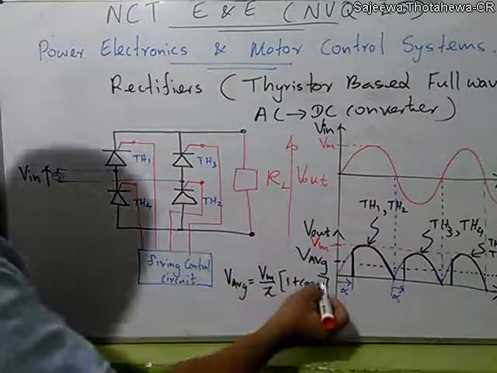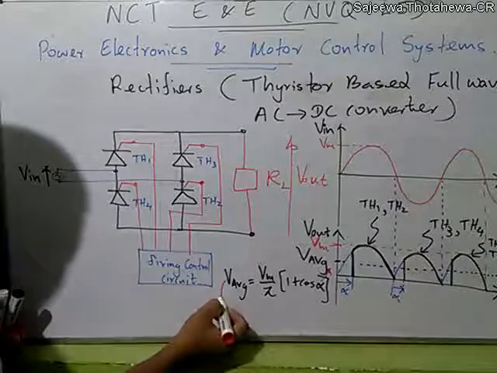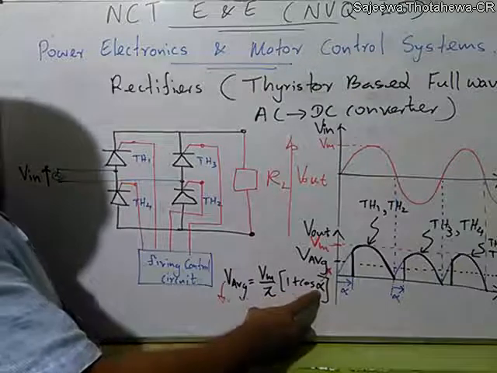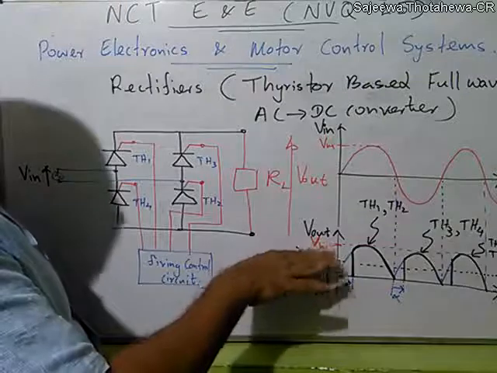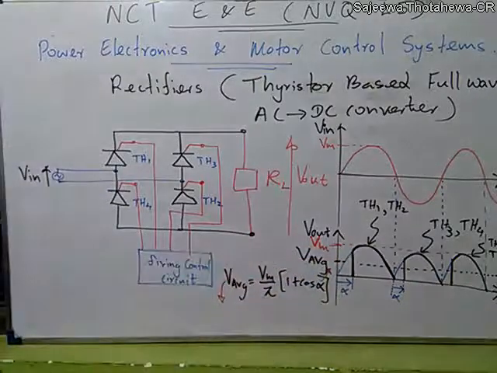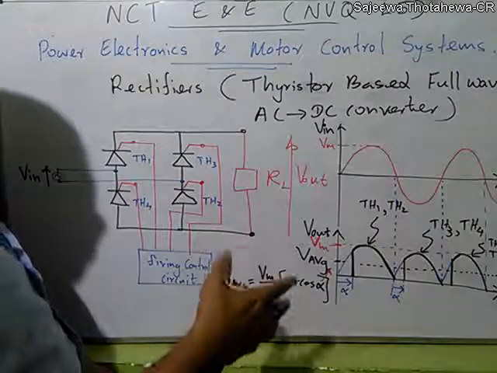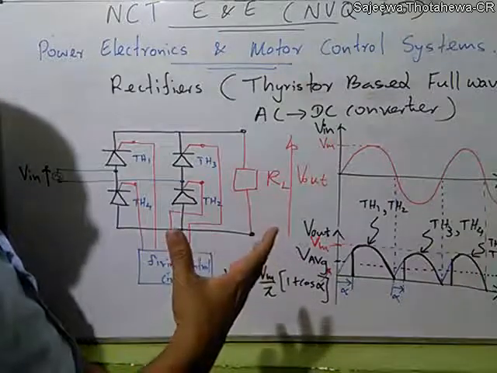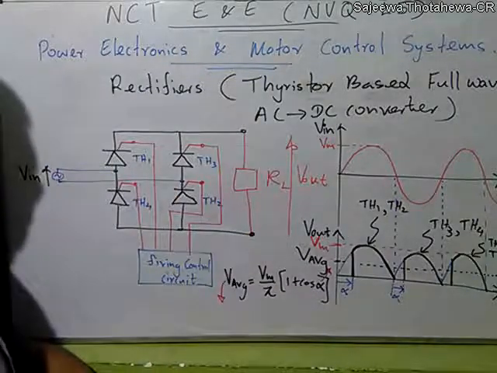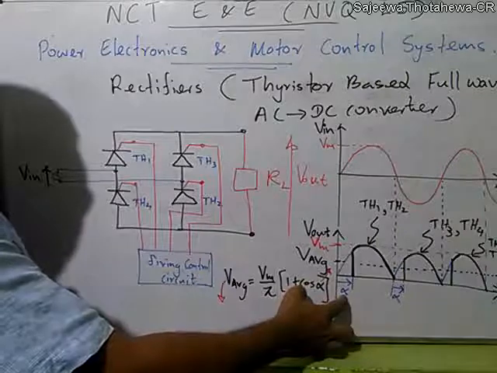You can note here, when alpha increases, the average value decreases. So by controlling this alpha, we can control the average value, or the output voltage, of the converter. So this can be used as a motor controller. Suppose you want to control the speed of a motor, then you can use this kind of AC to DC converter to control the speed of the motor. There we control this alpha, the firing angle.